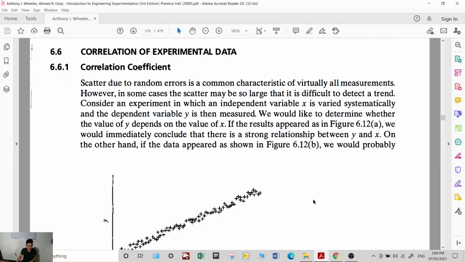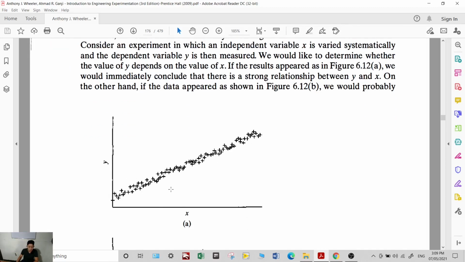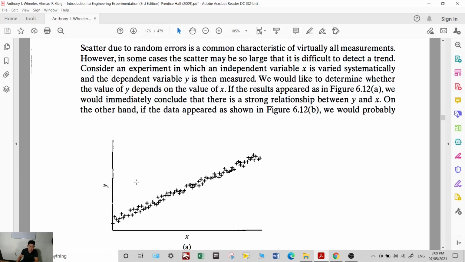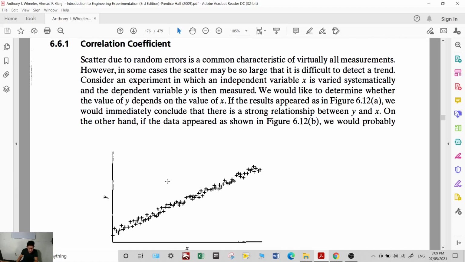Okay, good day, and today for our next laboratory activity we'll be discussing the correlation of experimental data. Correlation means the relationship between two variables, x and y. If you want to establish the correlation of the dependent variable and the independent variable, we need to establish a certain parameter that would tell us whether they have a relationship or correlation with each other.